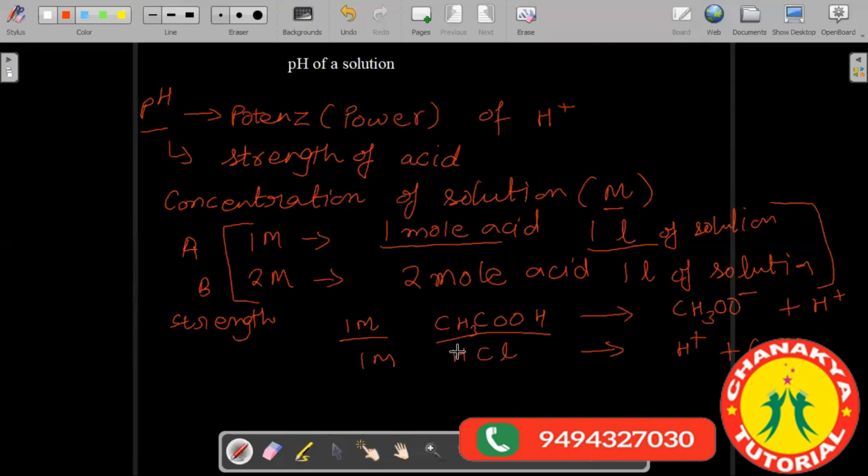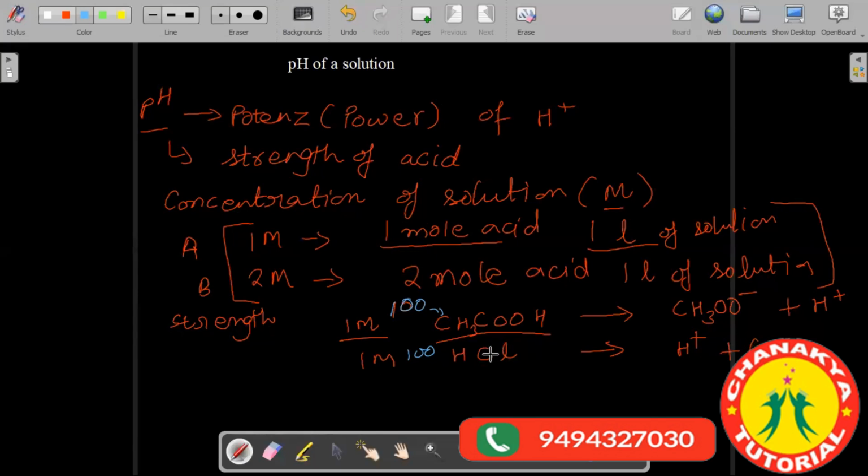Okay. See, suppose you have 100 molecules of acetic acid and 100 molecules of HCl. Both of them have 100 molecules. Now, out of these 100 molecules, all the molecules of acetic acid will not dissociate to give these ions. In the same way, all the 100 molecules of HCl will not dissociate to give H plus and Cl minus.